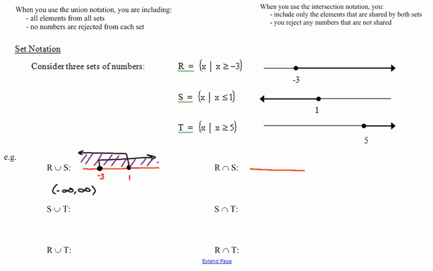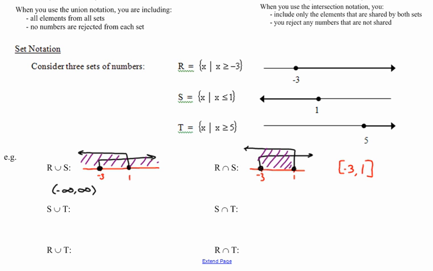So intersection, again we had r and s, so r was greater than or equal to -3, and s was less than or equal to 1. So now we want the overlap, and where's our overlap? Our overlap is between -3 and 1, including -3 and 1. So our solution here would be the intersection of r and s is -3 to +1. Okay? We're using closed brackets because it is equal to at those points.